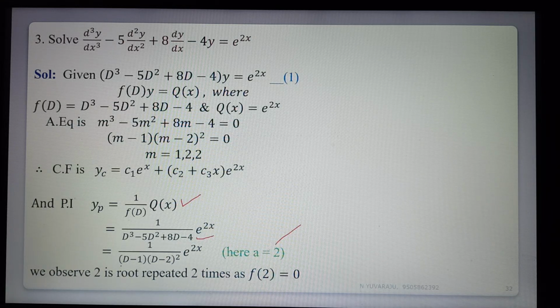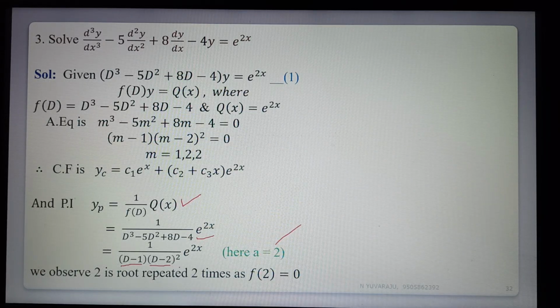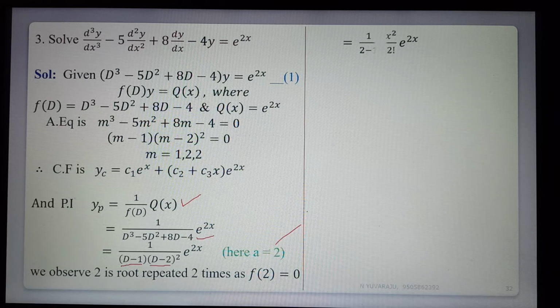So in the first factor, D minus 1 is non-zero. But in the second factor, D minus 2 whole square, when we replace D by 2 the denominator becomes 0. So how many times is 2 repeated? In D minus 2 whole square, it is repeated 2 times. So 2 is a root 2 times. That is the special case here: 1 by D minus 1 is non-zero, which is 2 minus 1, and D minus 2 whole square is zero 2 times.